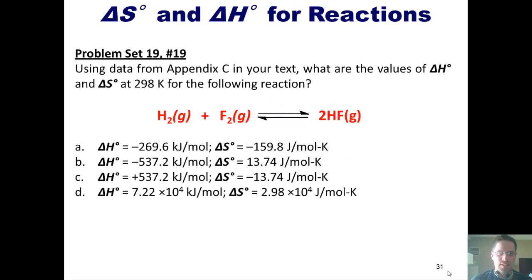So this takes us into problem number 19 from our problem set. Using the data from Appendix C of your text, what are the values of delta H, in other words the change in enthalpy, and delta S, the change in entropy, at 298 Kelvin for the following reaction? In order to answer this, I'm of course going to turn to some pre-recorded footage from the DocCam.